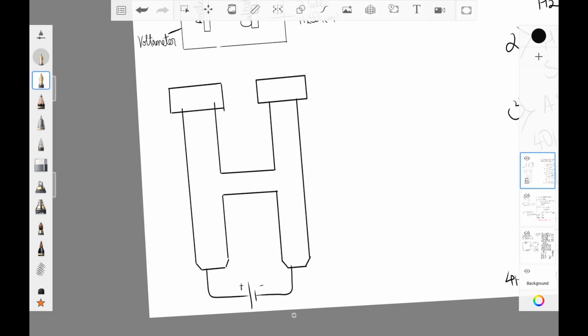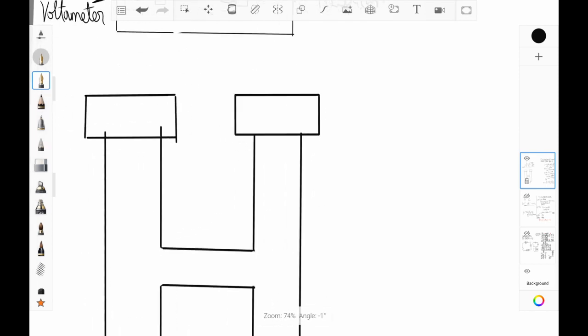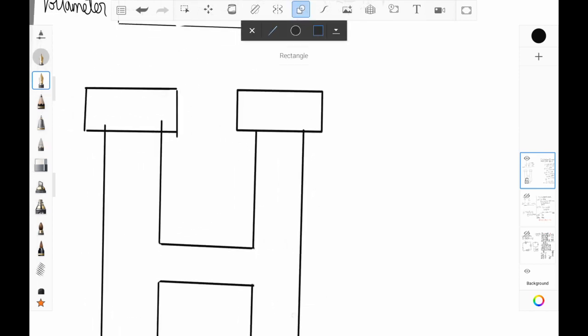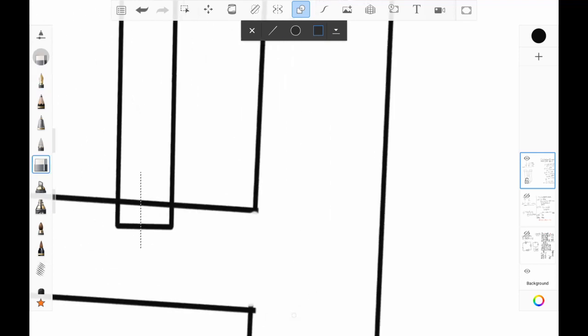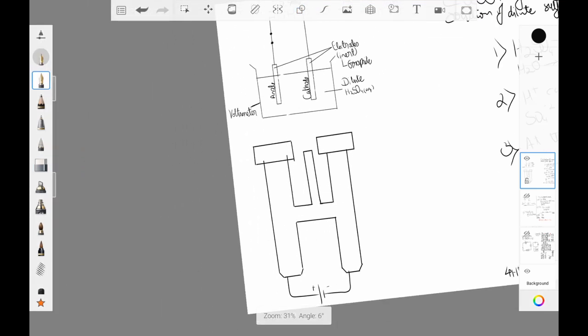Right, as you can see, this is a Hofmann's voltameter. I still have the normal electrolytic cell at the top, and I have the Hofmann's voltameter here. Okay, so technically there should be another cylinder right here. Just a second. So this is the Hofmann's voltameter. As you can see, it has an H shape, or its shape reminisces that of an H. Right, so this is the Hofmann's voltameter completed.